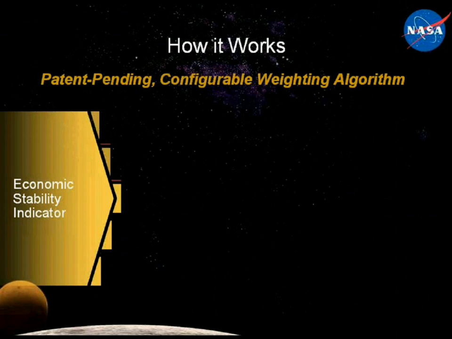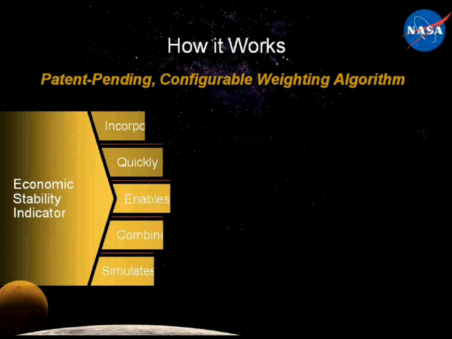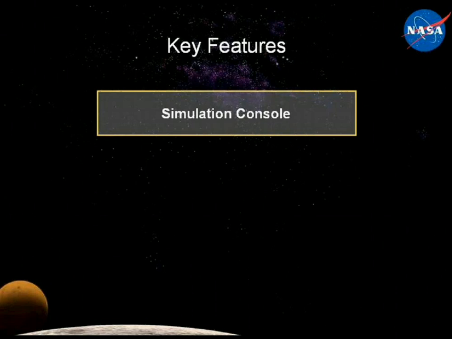So how does it do all of this? Well, it operates off of a patent-pending configurable weighting algorithm that Mike and his team developed, which generates an economic stability indicator for each supplier. And that's kind of the heart of the tool. And that economic stability indicator incorporates a myriad of different parameters and data points and business rules and allows you to quickly get a sense of a given supplier's viability in relationship to the rest of the supplier base.